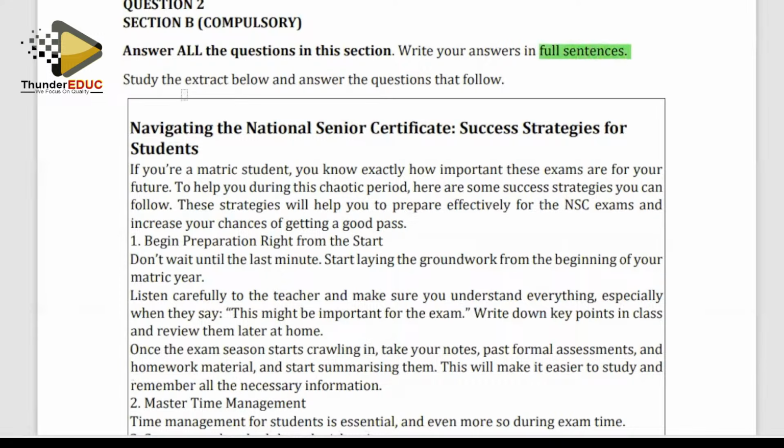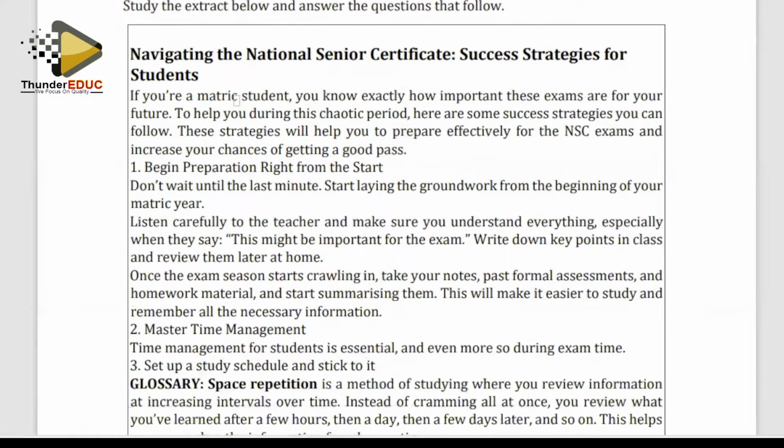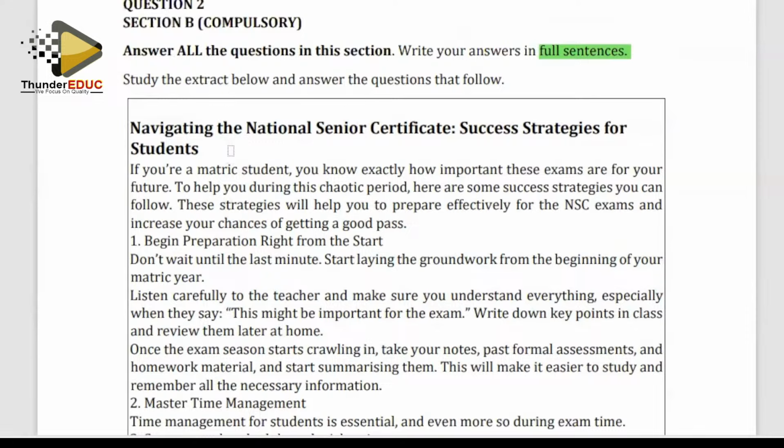So we do have an extract which appears there. Study the extract below and answer the questions that follow. So the extract reads, navigating the National Senior Matric Certificate: Success Strategies for Students. If you're a matric student, you know exactly how important these examinations are for your future. To help you during this chaotic period, here are some of the success strategies you can follow. These strategies will help you prepare effectively for the NSC exams and increase your chances of getting a good pass.